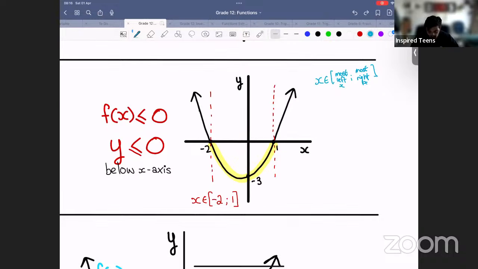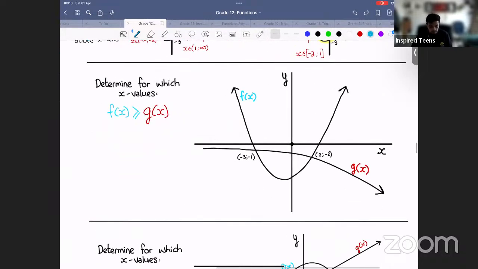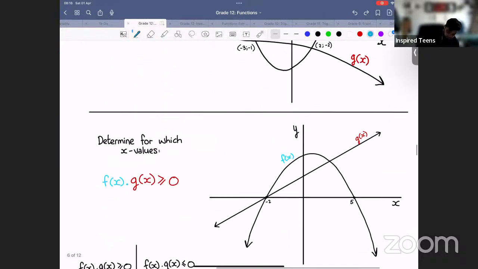I don't even know what I was saying, but basically, yes, negative 2 to 1, both included. Cool, let's move on. Let's look at an example like this, right?